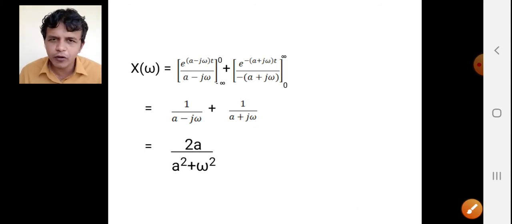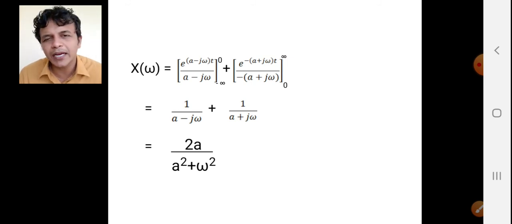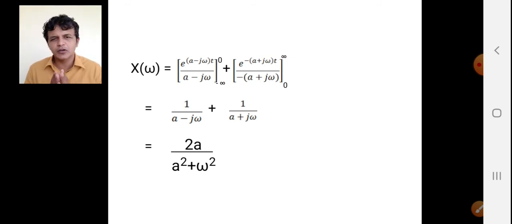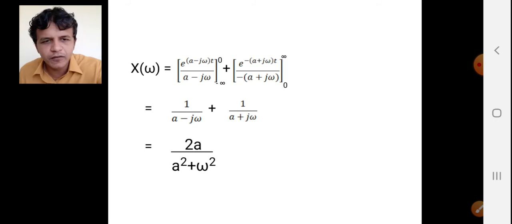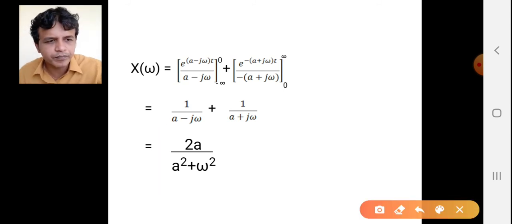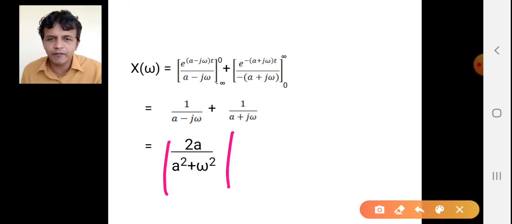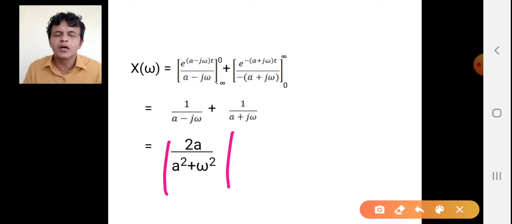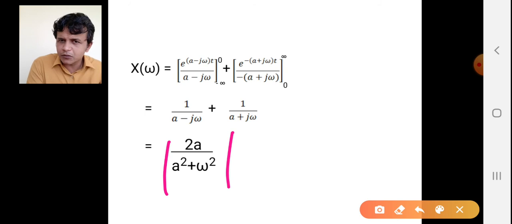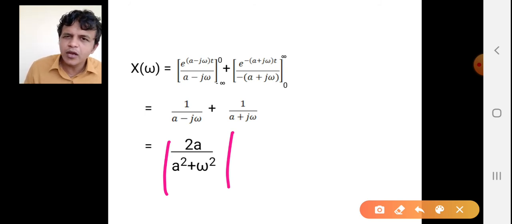This is the Fourier transform of the signal, and now we are asked to find the magnitude response and phase response. The magnitude response is the magnitude of this signal after applying various values for omega. For different values of frequency, what is the magnitude, that becomes the magnitude response. And for different values of frequency, what is the phase, that becomes the phase response when we plot the signal.